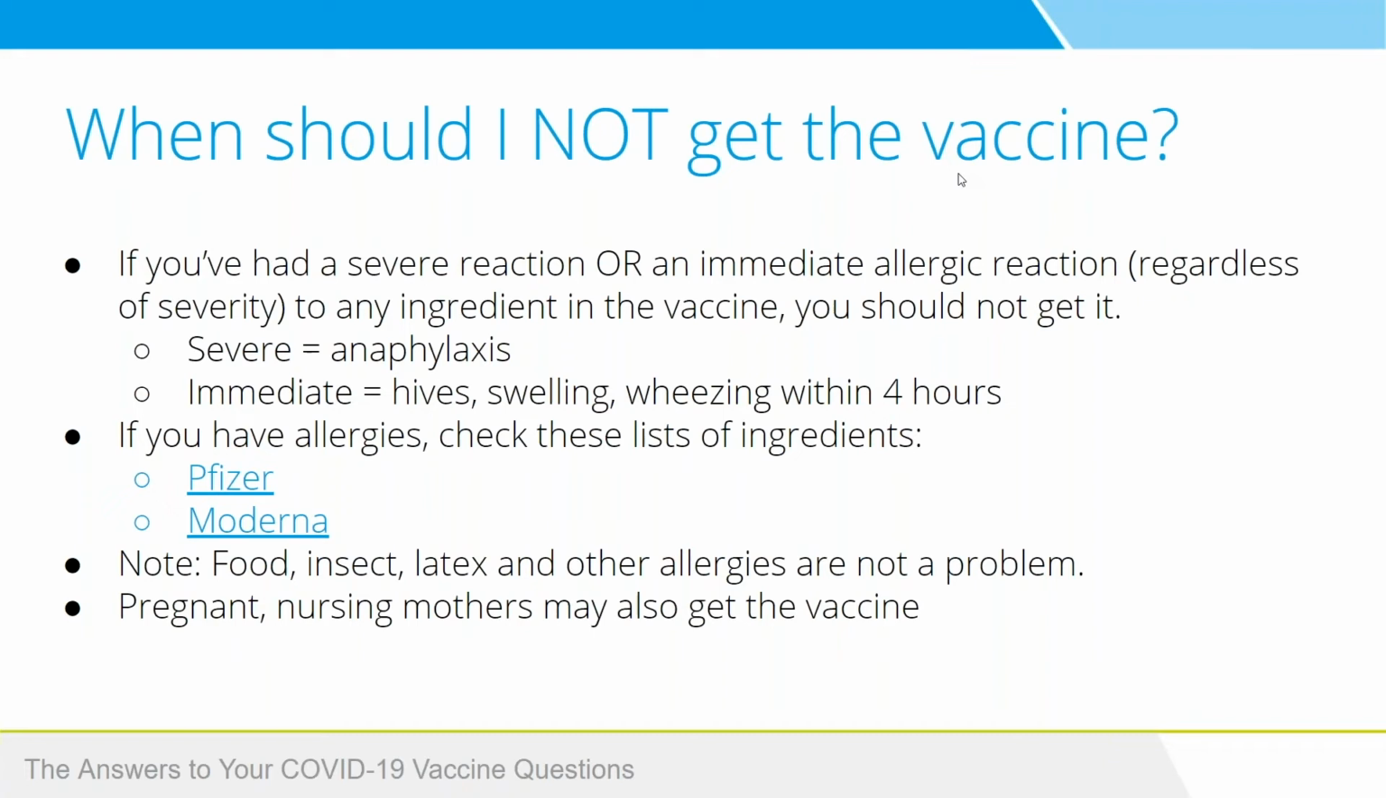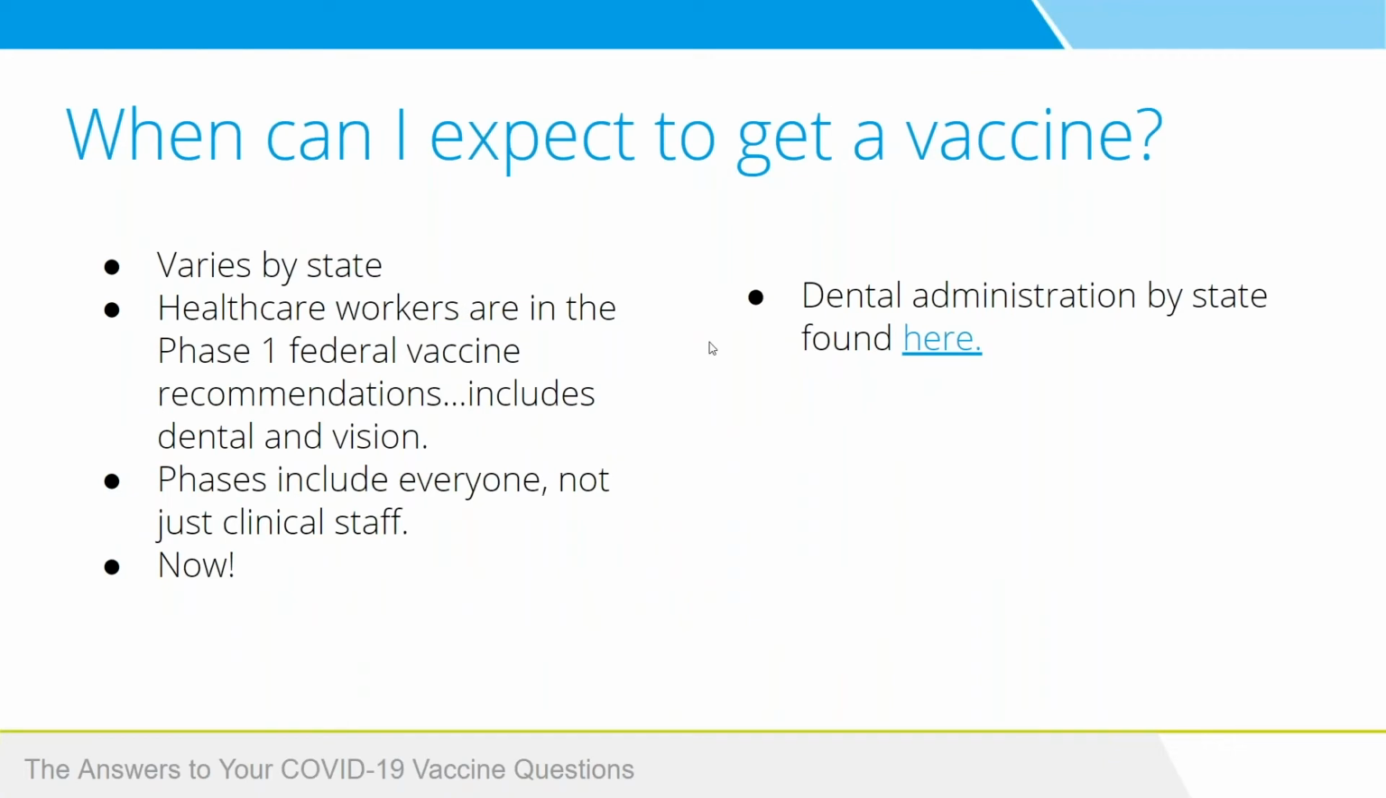However, keep in mind that being pregnant is also one of those high-risk conditions, and actually puts you at risk of having a more severe case of COVID-19. So it may be safer for you to get the vaccine than to get COVID. So I would just check with your OBGYN. So when can you expect to get the vaccine?